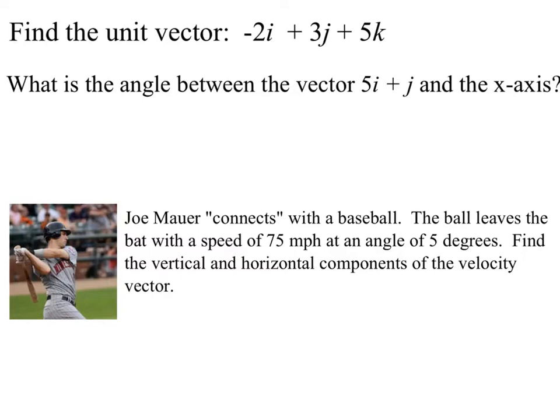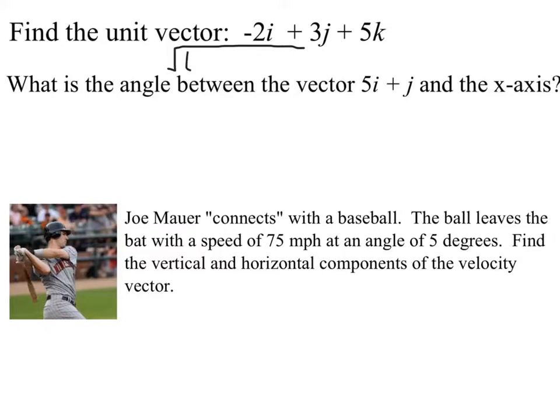In this video, we're going to review a couple of the concepts about vectors that we've already seen and then start talking about dot product. So, finding the unit vector. If you'll recall, for a unit vector, the first thing we need to do is find the magnitude of our existing vector. We do that by using a modified Pythagorean theorem.